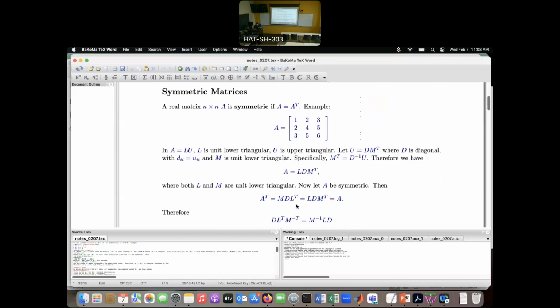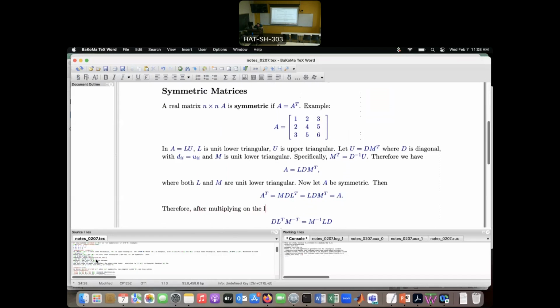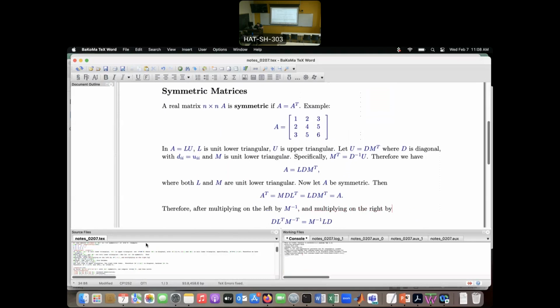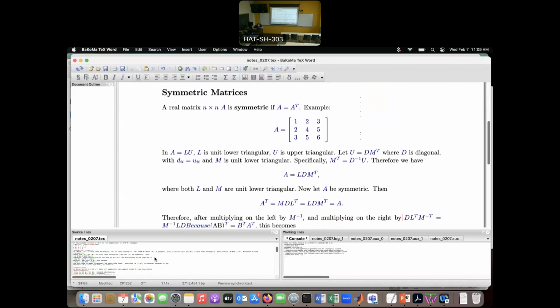So what I'm going to do is rearrange this equality. I'm going to multiply on the left by M inverse, and on the right, what's going to be kind of weird here is I want to cancel this M transpose that's on the right, so I'm going to multiply by M transpose inverse.